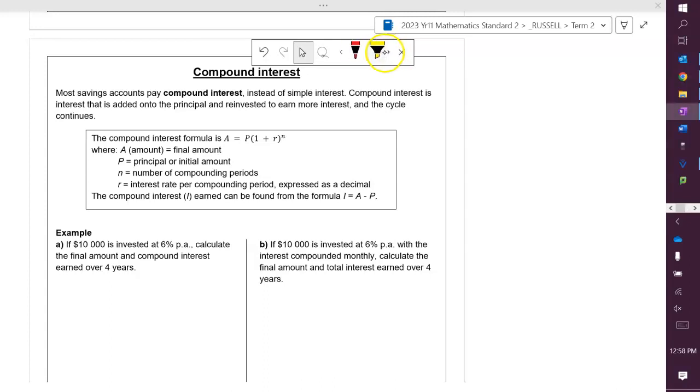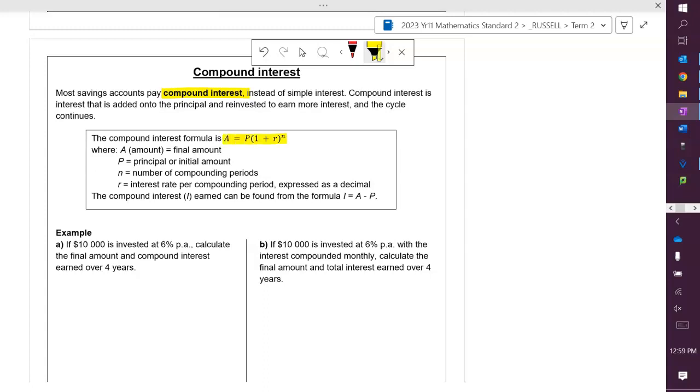So we've finished looking at simple interest. The next one is compound interest, and this is our most common type of interest. It's interest that is added onto the principal and reinvested to earn more. So it means that at the end of each cycle, which is usually a year, whatever is in the account is the new principal amount.